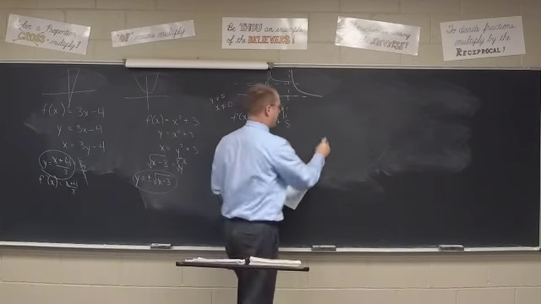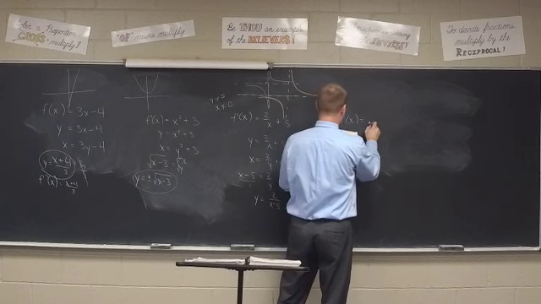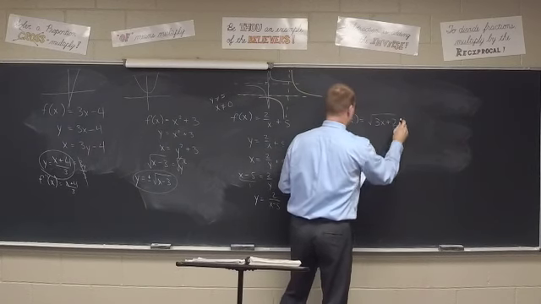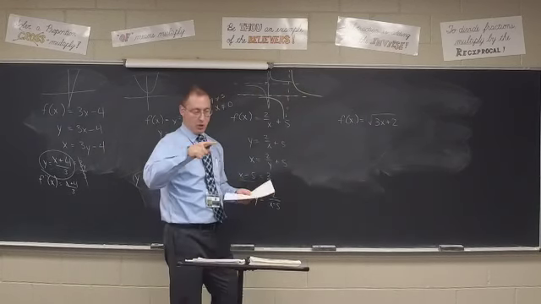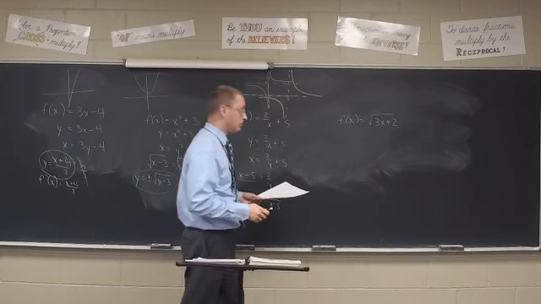Looking at letter D, we had f of x is equal to the square root of 3x plus 2. And back to Quentin, what do we do? Change the f of x to y.